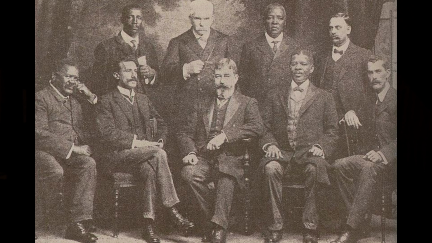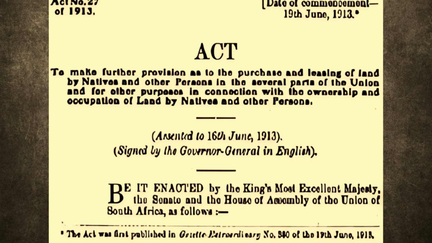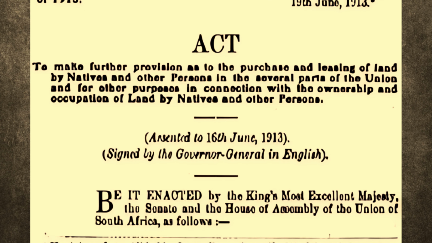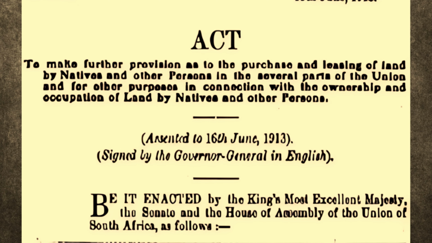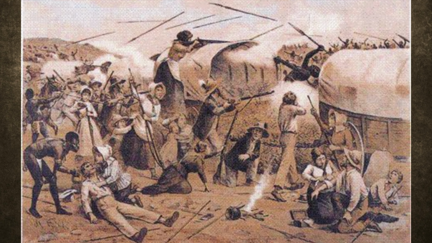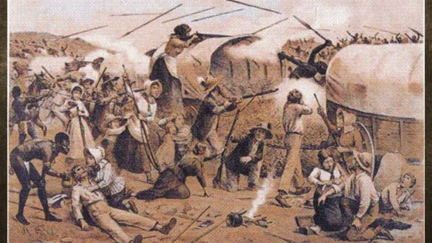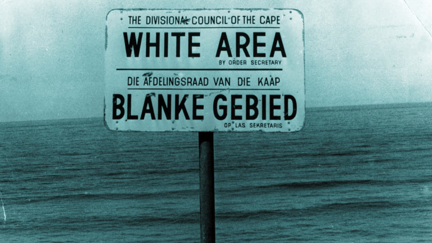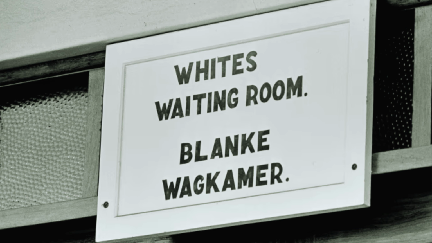An example of such laws was the 1913 Native Land Act, which allocated only 7% of arable land to Africans while reserving the rest of the land for the white minority. Although the appropriation of African land went as far back as the 1800s, the impact of the 1913 Land Act continued into the 1920s and 1930s.